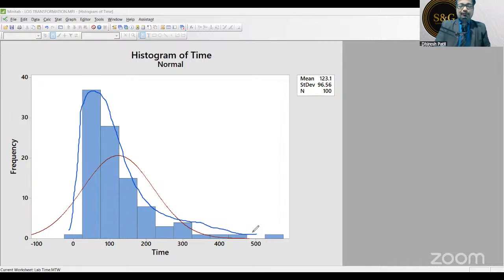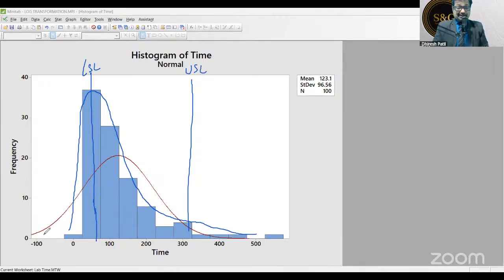Now, if I put a specification limit, I may not get the right process capability. Imagine if this is my lower specification limit and upper specification limit. Imagine if the process shifts like this, the similar shape process shifts like this.